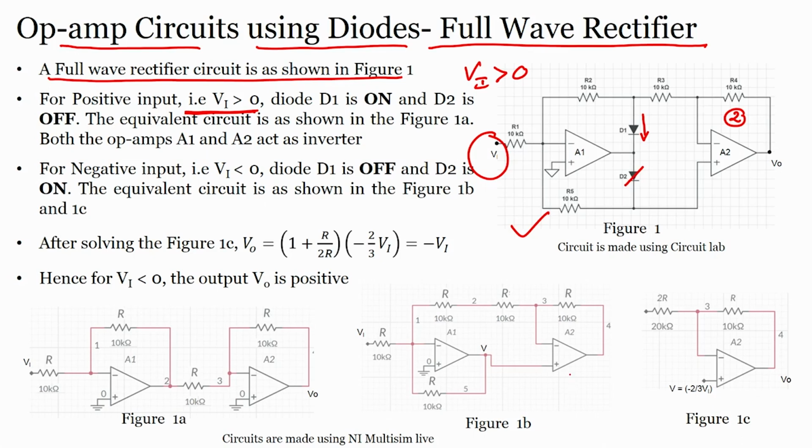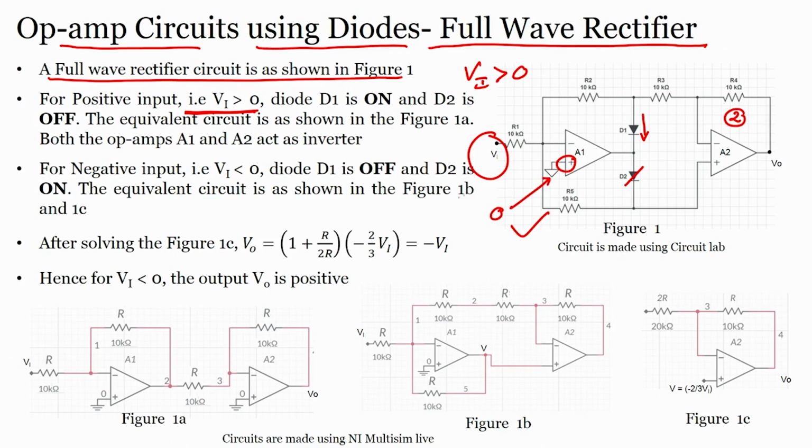D2 will be off, because my inverting input Vi is greater than 0. What is the non-inverting input here? The non-inverting input here is grounded, right? You can see this is grounded, that means that is 0.